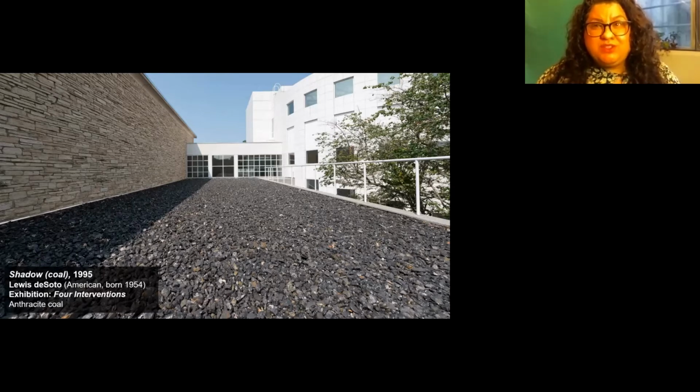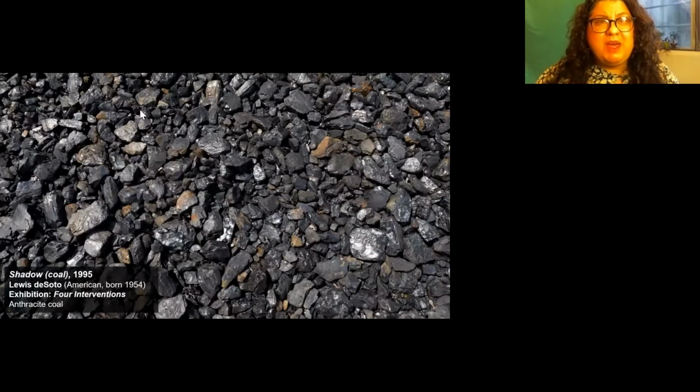So today we are starting 25 years ago with an exhibition that utilized every wing of the Des Moines Art Center. The show was called Four Interventions, and the work was by Californian artist Lewis de Soto. Here's a close-up of one of his works, Shadow.